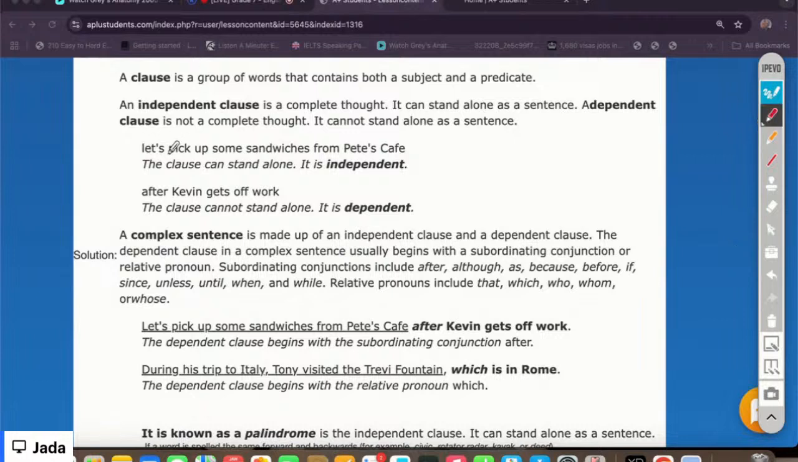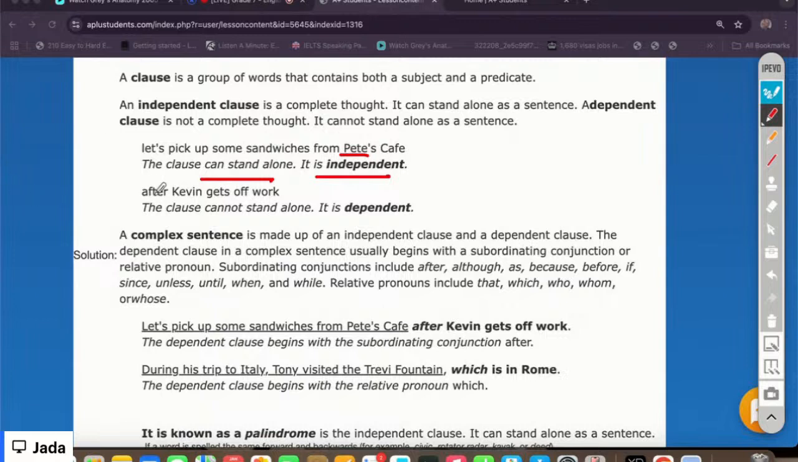So we have an example. Let's pick up some sandwiches from Pete's Cafe. The clause can stand alone. It is independent. So you can see here that it is an independent clause and it can stand alone.